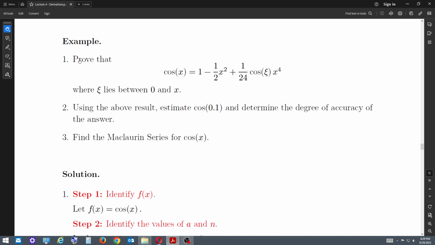So what we want to do is we want to prove this equation first of all. We want to prove that this is true, where xc is some value that lies between 0 and x. Now from the time you see this, you should think, okay, this looks like it could be coming from Taylor's theorem. And in fact, that is how you would prove this. You would prove this equation using Taylor's theorem.